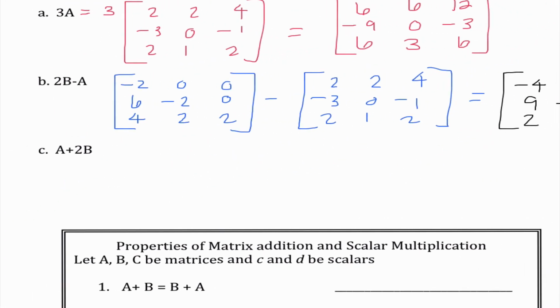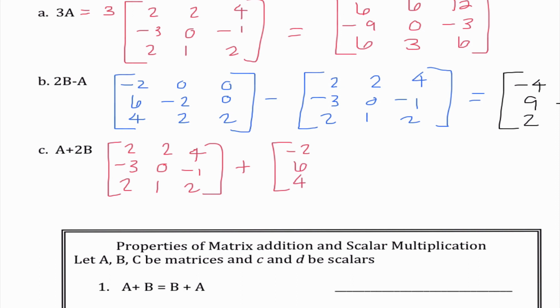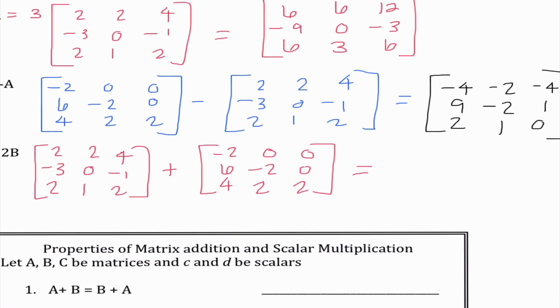Okay, so let's do one more of these. It says A plus 2B. So this time A, we know, is 2, negative 3, 2, 2, 0, 1, 4, negative 1, 2, plus 2B was negative 2, 6, 4, 0, negative 2, 2, 0, 0, 2. I know I can add these together because they have the same dimensions, so I would get 0, 3, 6, 2, negative 2, 3, 4, negative 1, 4.